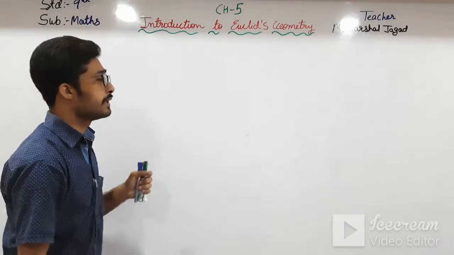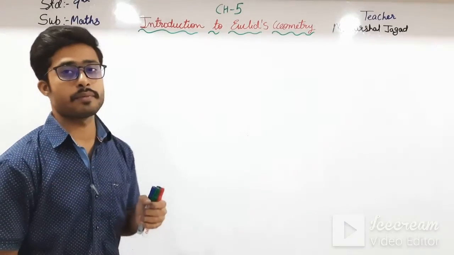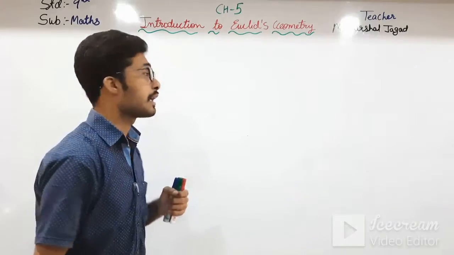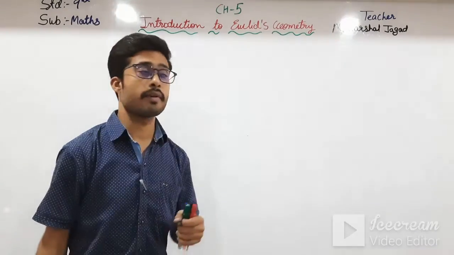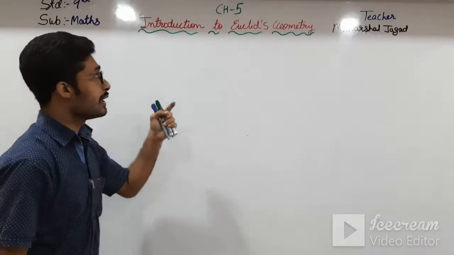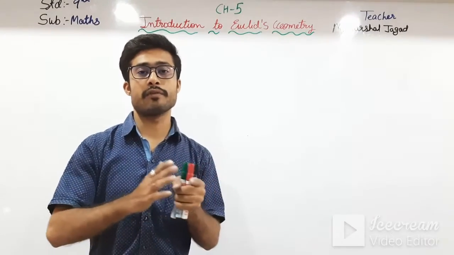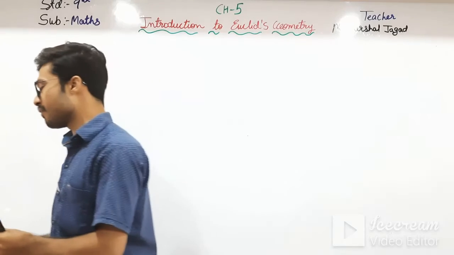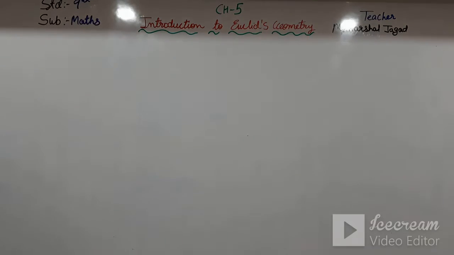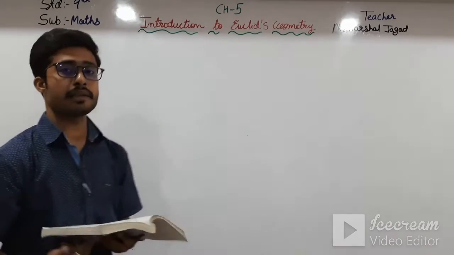So in the previous video we have just finished chapter number 4, and now we will start our new chapter, that is chapter number 5, Introduction to Euclid's Geometry. So we will see what is the introduction of Euclid's geometry. This chapter is mostly theory. So first of all, let us see one by one all the points in this chapter.